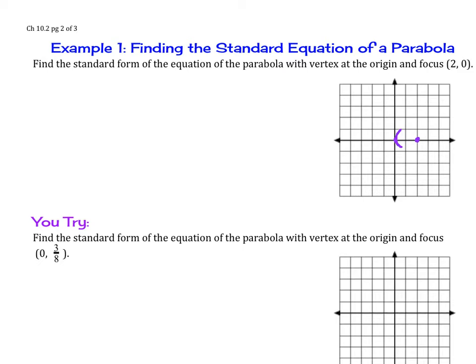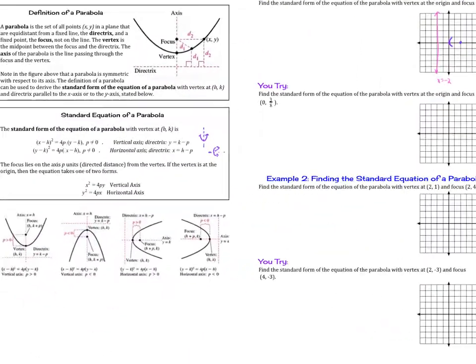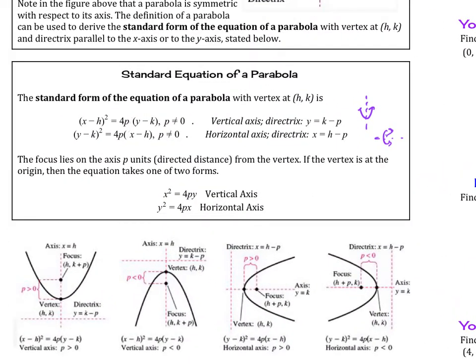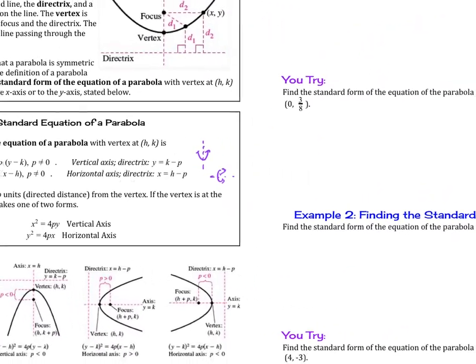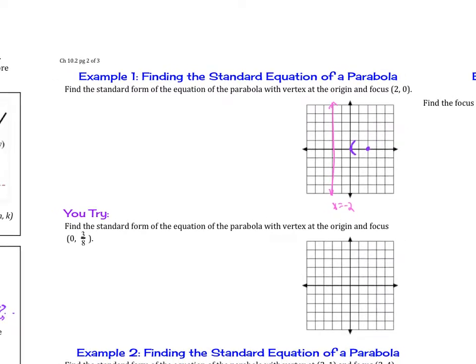Then if I know that the focus is 2 units away from the vertex on the right, then the directrix is 2 units away on the opposite side. So it's here. That is our directrix, and in this case, this is x equals negative 2. Now, we notice it's at the origin, and so we're really looking at x squared equals 4py or y squared equals 4px. Because it's a horizontal axis, we only need to look at the y squared.